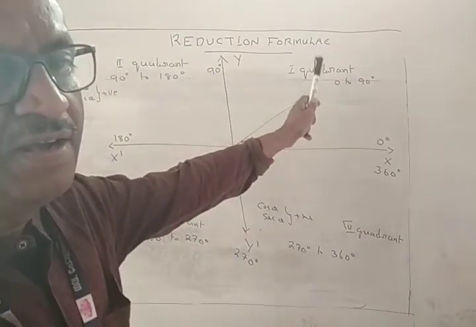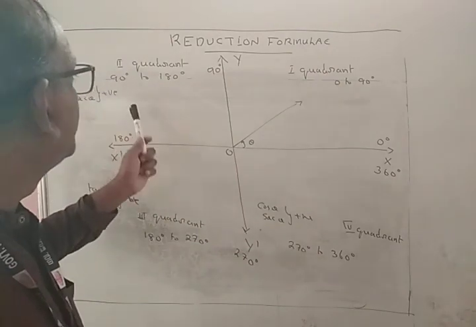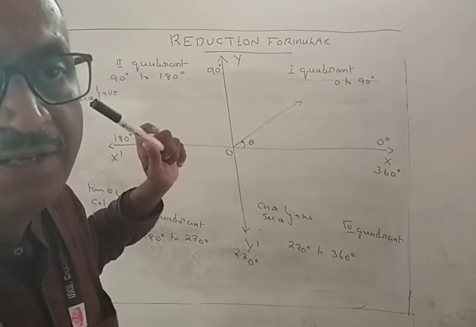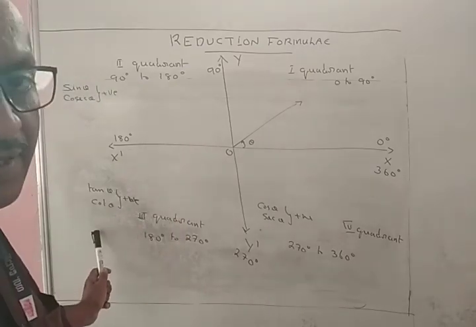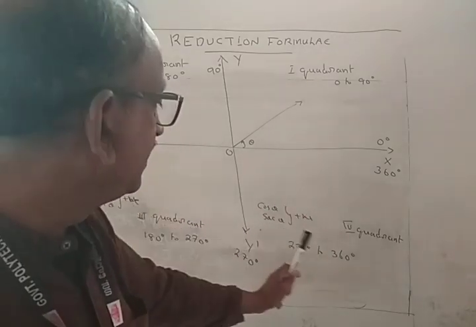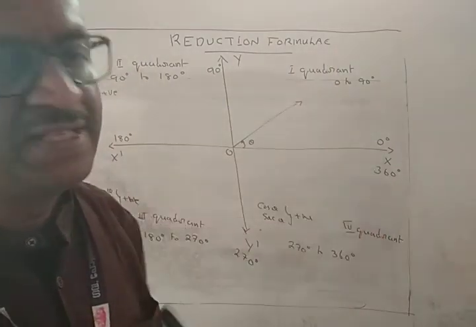In the first quadrant, all trigonometric functions are positive. In the second quadrant, sin theta and cosec theta are positive. In the third quadrant, tan theta and cot theta are positive. And in the fourth quadrant, cos theta and sec theta are positive. This is the quadrant system.